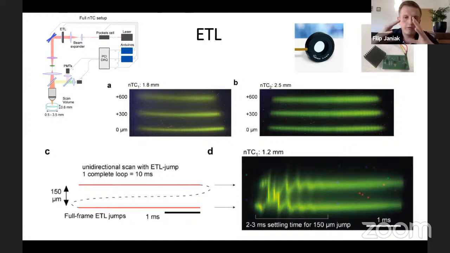We can get an ultra-fast jump because we operate only on a small value of the current on the ETL. Within about 3 milliseconds, which is like 1.5 scanning lines, we can get a relatively fast jump in the range between 0 and 600 microns just by changing the angle of divergence of the beam.